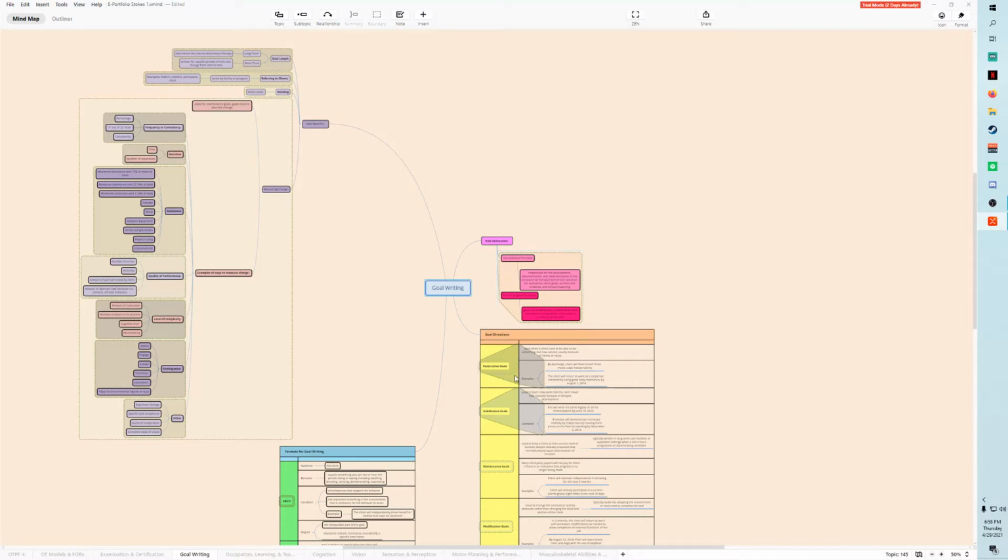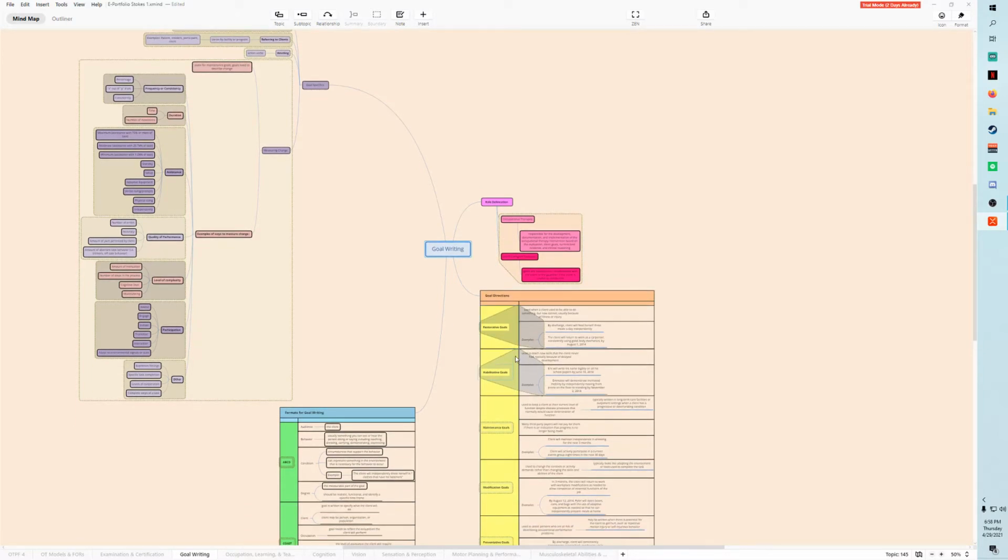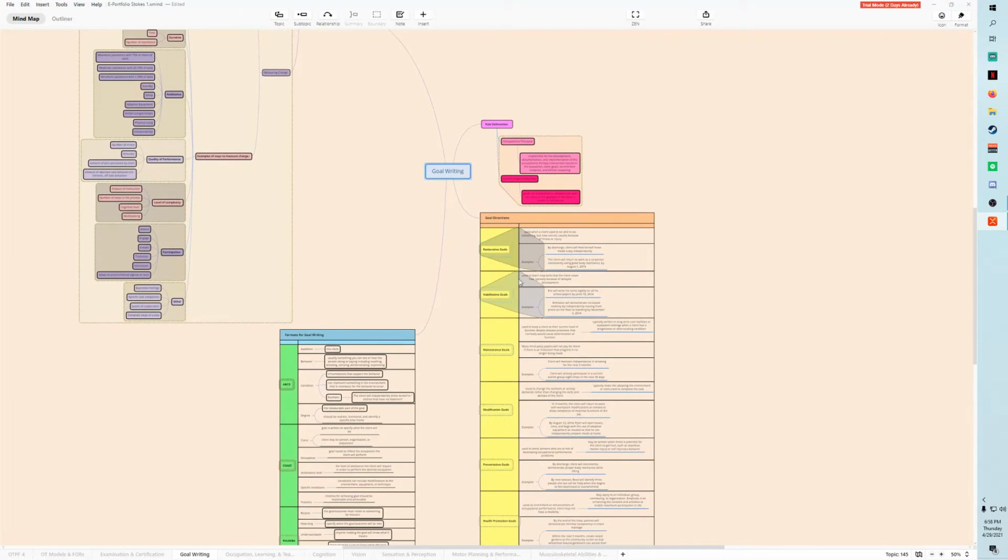So we have this section right here. We also have the different types of goal directions, which are all client-centered and reflect what our ultimate aim is for therapy. So each one has a description of what it is, as well as examples for each one, for a better understanding of how to write these types of goals.